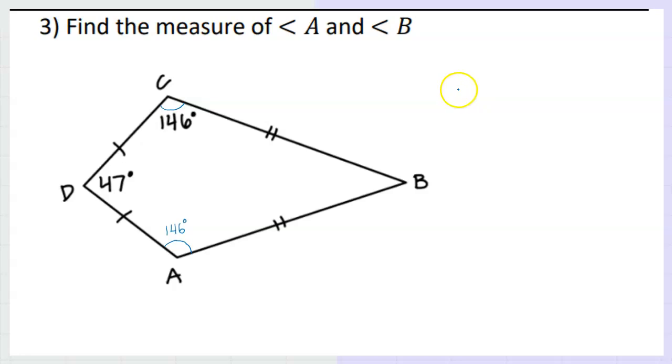And this is a four-sided quadrilateral. So I know that the sum of the angles is going to be 180 times 4 minus 2, or 360. I already have three of the angles. I have 146 plus 146 plus 47. I have 339 plus this missing angle is equal to 360. So if I do 360 minus 339, I get that this angle is 21 degrees.